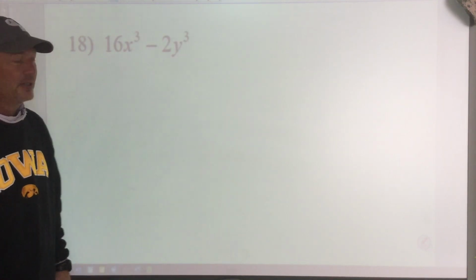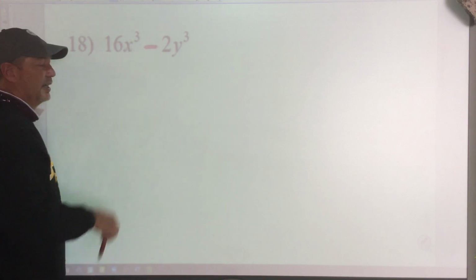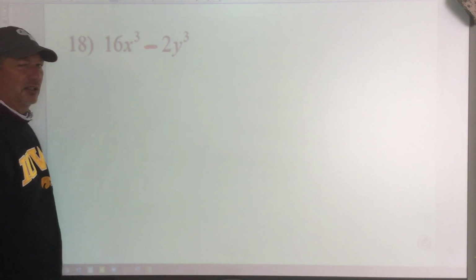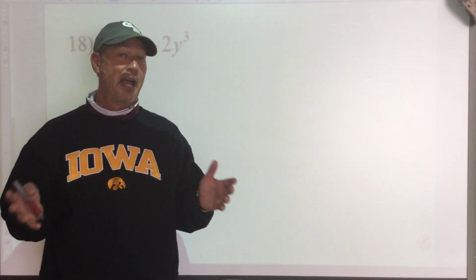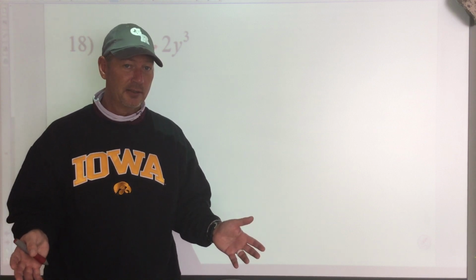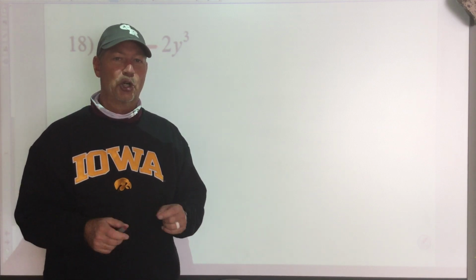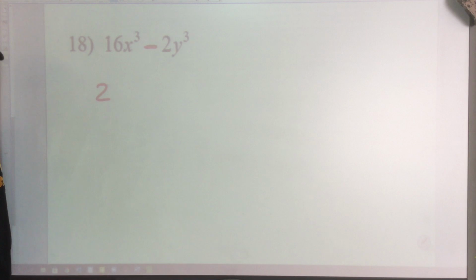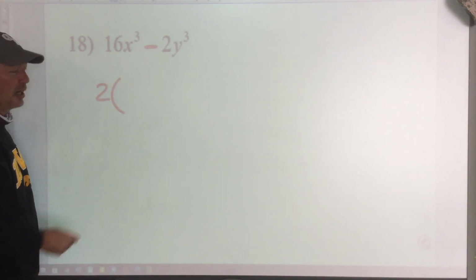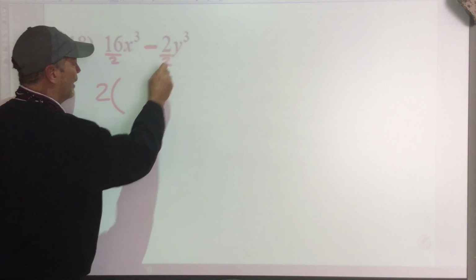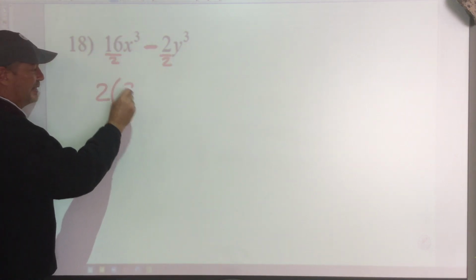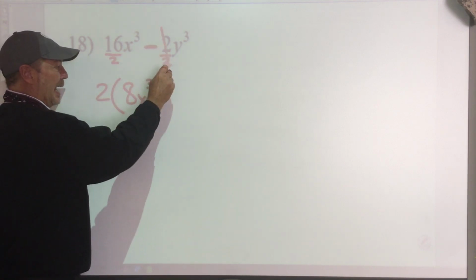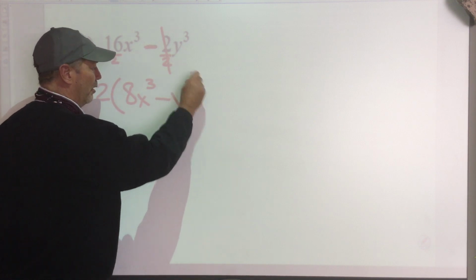Now we have a difference. This is the difference of two cubes. Okay? Is 16 a cube? Oh, 16 is not a cube, coach. But have we tried to take out the greatest common factor yet? Always, always, always. Is there a number that goes into both of these? And yes, the number 2 goes into both of those. So we factor out our greatest common factor, and I get 16 divided by 2 is 8, x to the third, minus the 2's will cancel, and that leaves me with y to the third.